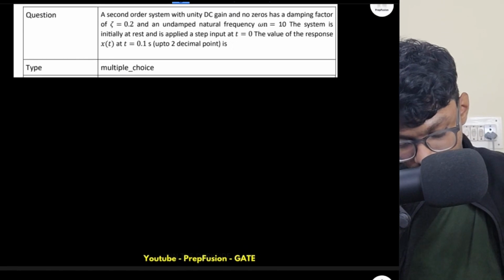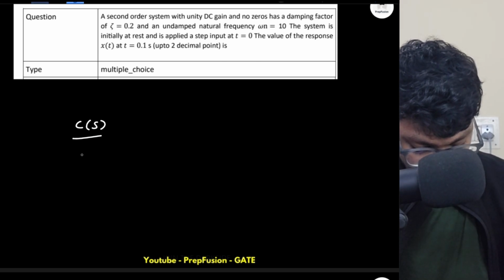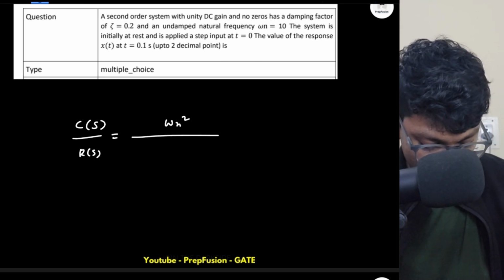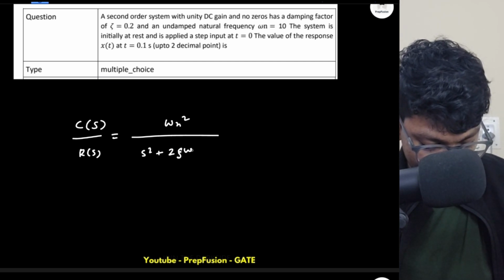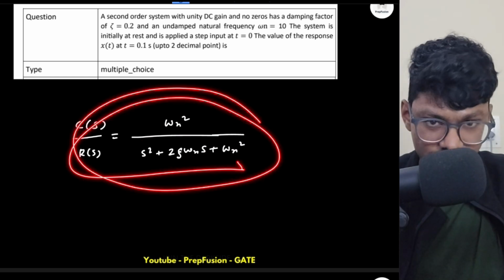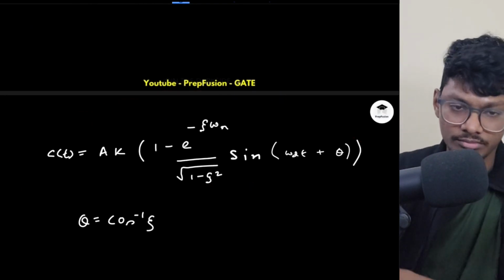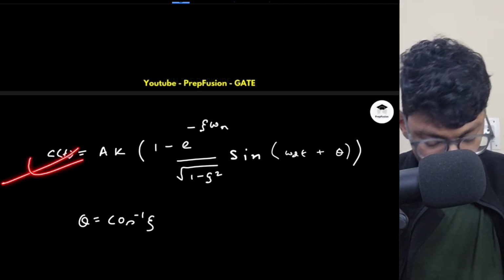The standard second order system has transfer function C of s by R of s equals omega n square divided by s square plus 2 zeta omega n s plus omega n square. At s equal to 0, it will be omega n square by omega n square, so DC gain will be 1. Okay, this is the standard second order system. The response to this is given as this. I tell you to remember this. I have derived this in my full course, but obviously you don't have enough time to derive during the examination. It's better to remember this.